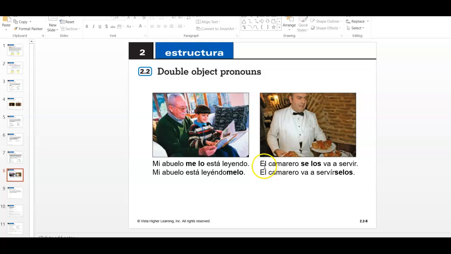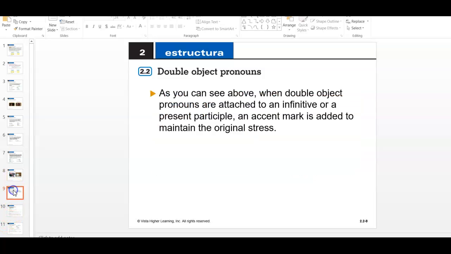Here it says, el camarero se los va a servir. El camarero va a servírselos. Notice this is what we call an infinitive construction. So you have ir a plus your infinitive. I can attach this to the back, or I can bring it to the front. Either way is correct. As you can see above, when double object pronouns are attached to an infinitive or a present participle, an accent mark is added to maintain the original stress. So again, it's just what I mentioned.